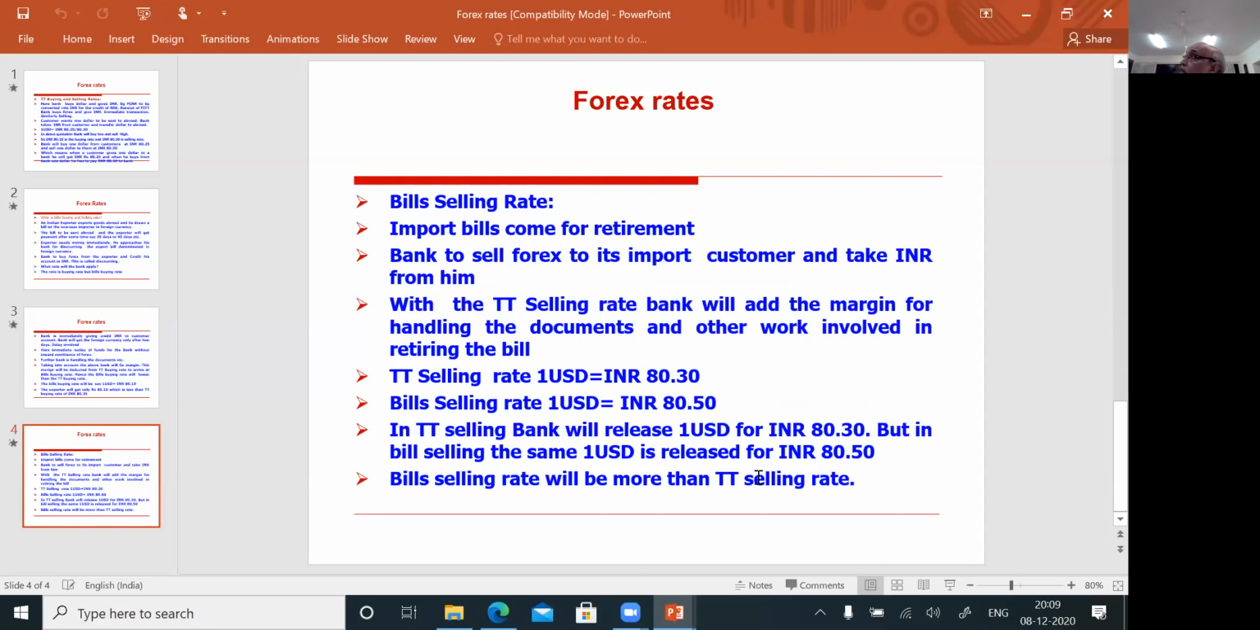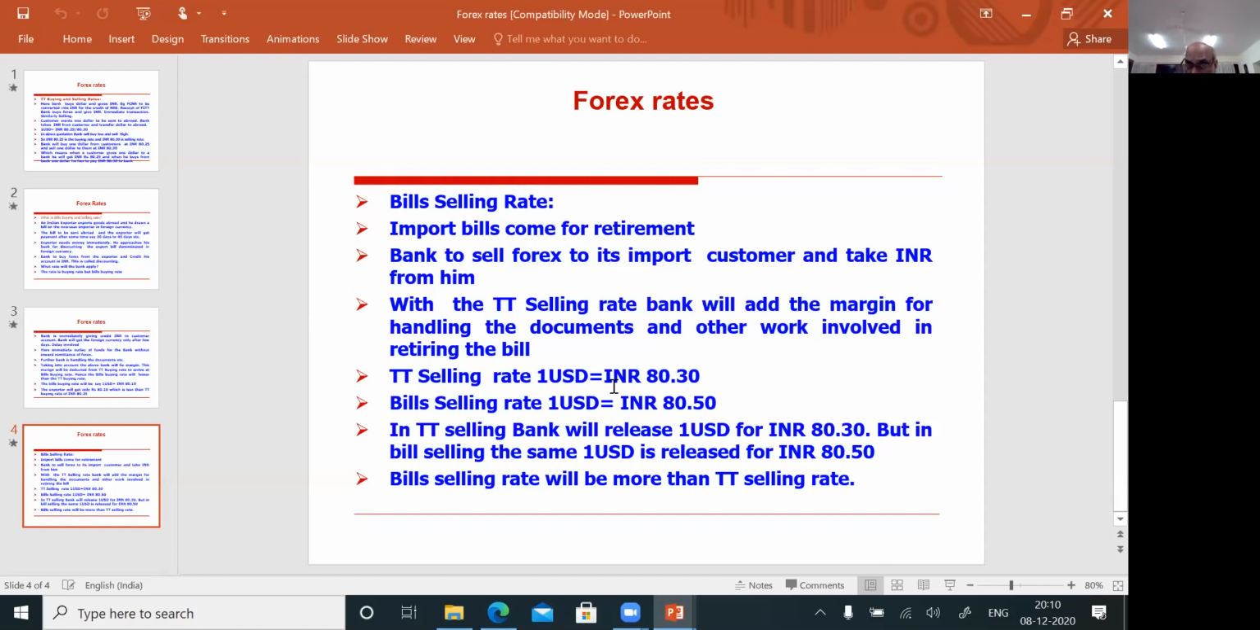Two minutes, then we will go to our exam question. Bill selling rate. The import bill comes. So your customer is an import customer. Import bill comes from abroad in foreign currency. So you have to debit the customer's account and send the foreign currency abroad, isn't it? What you are doing, you are selling the foreign currency to the customer. In the case of a retirement of import bill, you are selling the foreign currency to the customer. That is, his Indian account will be debited, and you will not give the foreign currency to him. You will send it abroad. Okay, this is an import bill retirement.